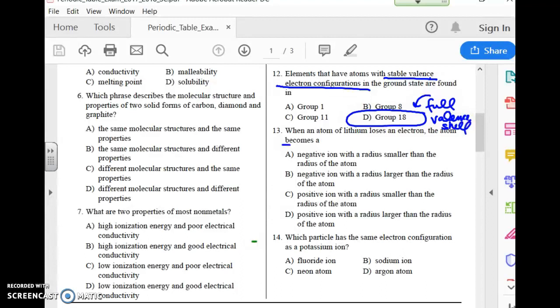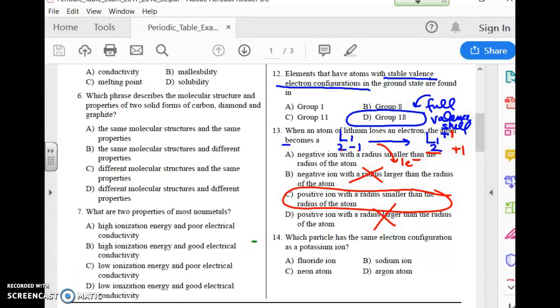Number 13, when an atom of lithium loses an electron, the atom becomes a... Let's see what that looks like. Lithium is 2, 1 in the ground state as an atom. When it loses an electron, it loses that whole outer shell to become just 2. Now, when you lose a whole shell, well, your size must decrease, not increase. The atom becomes a positive ion with a smaller radius, and if you look it up, lithium is always a positive 1 as an ion. So the answer here has to be C.